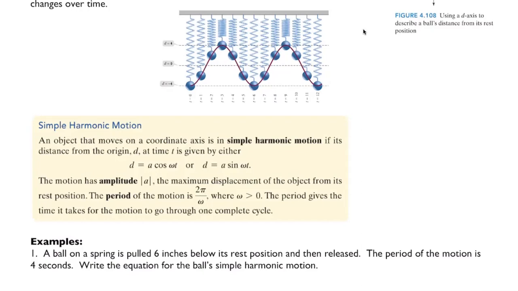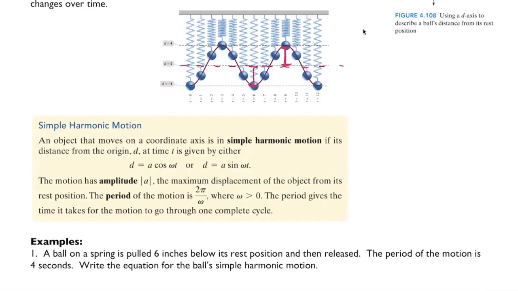An object that moves on a coordinate axis is in simple harmonic motion if its distance from the origin, d, at time t is given by either d equals a cosine of omega t, that little w is the lowercase omega symbol in Greek, or d equals a sine of omega t. The motion has amplitude, absolute value of a, just like we know it should be, and that's the maximum displacement of the object from its rest position. Remember, rest is where d equals 0. The rest position, if we look at this graph up above, is all this midline here. So the maximum distance from the rest position, well, that's what we've defined as amplitude in either direction, okay?